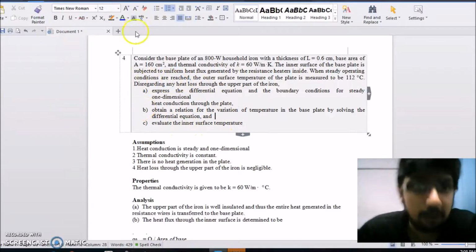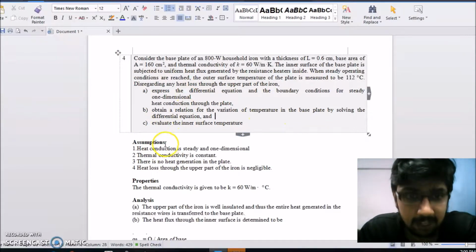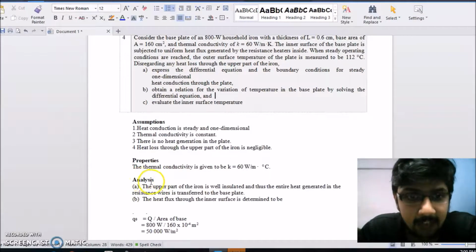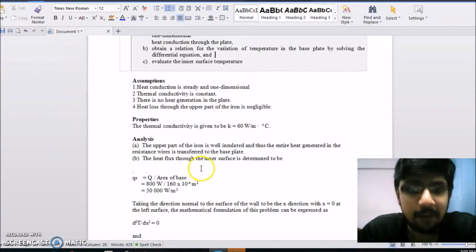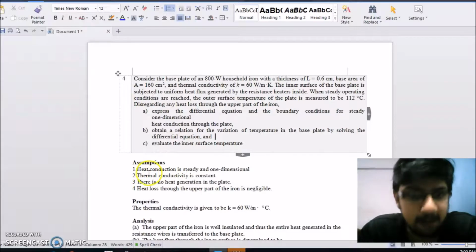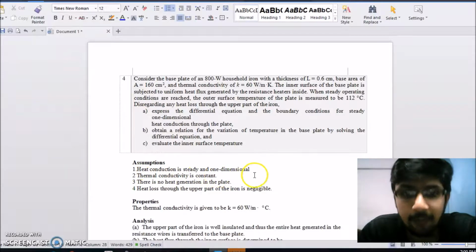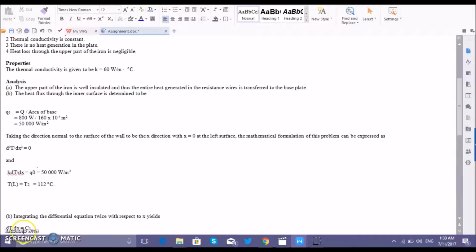So before we start doing this question, we have to list down all these categories, which are the assumptions, properties, analysis, and move on with our solution. So our assumptions for this question are, number 1, heat conduction is steady and one-dimensional. Second, thermal conductivity is constant. Third, there is no heat generation in the plate. And fourth, the heat loss to the upper part of the iron is negligible.